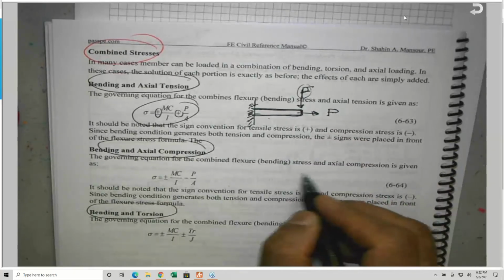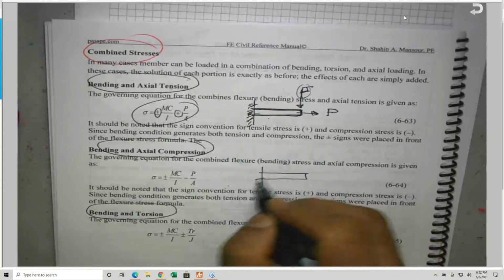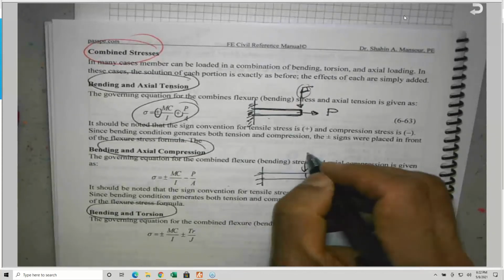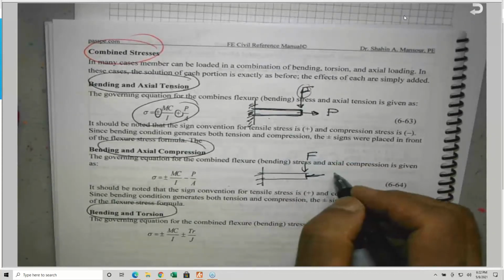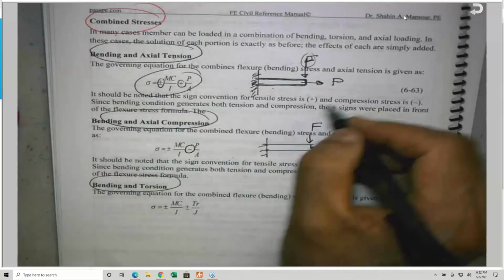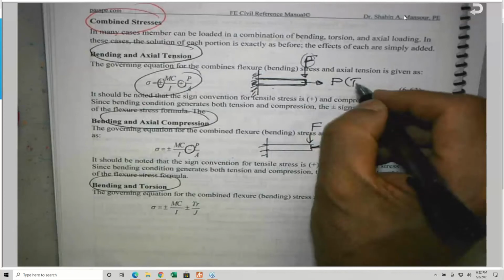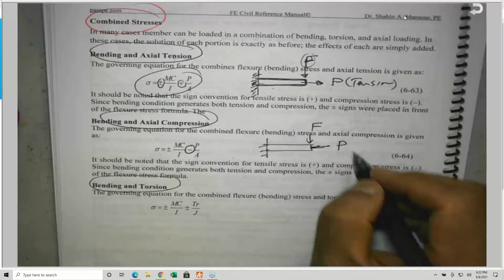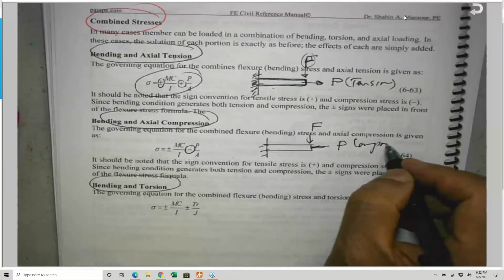Bending and compression: the same cantilever beam could be subjected to the same F, but with a compression force P. And you can see here it is minus, because tension we said is positive, so this is tension, and this is compression.